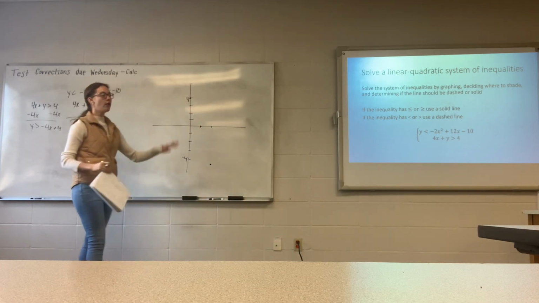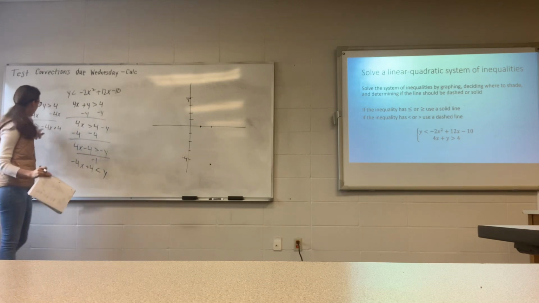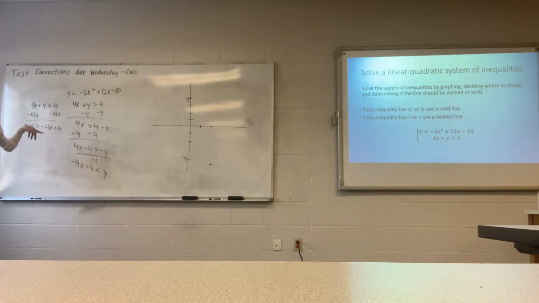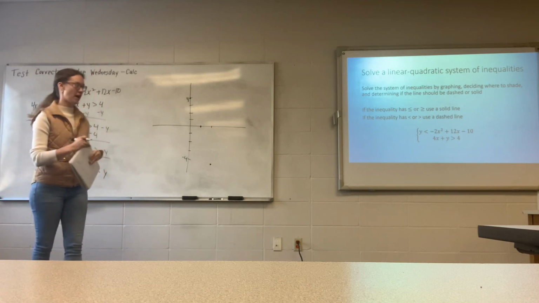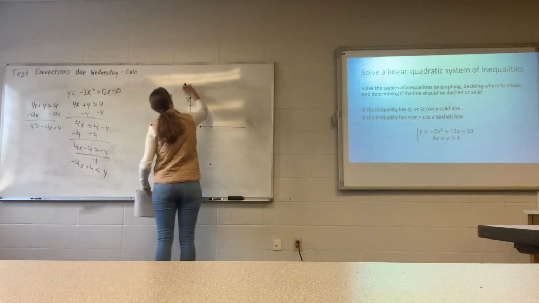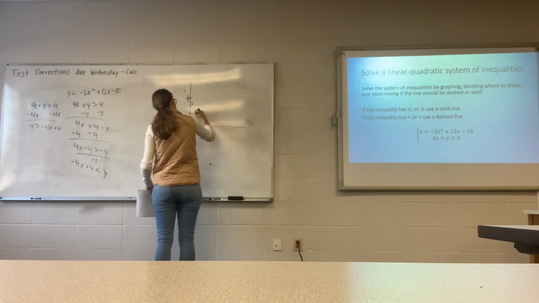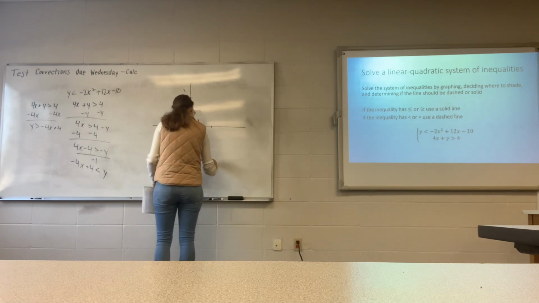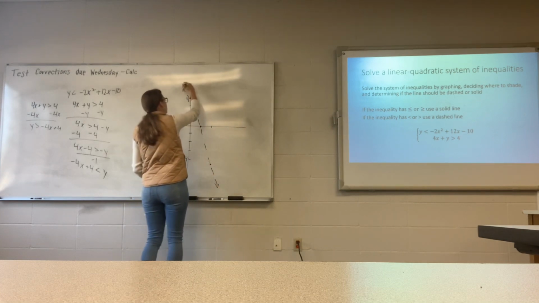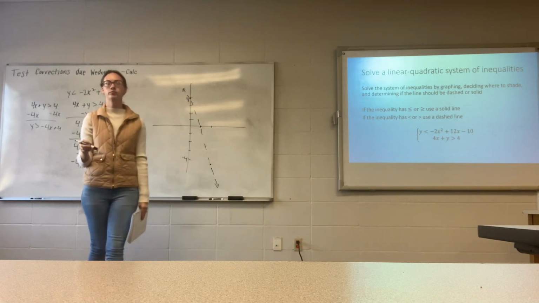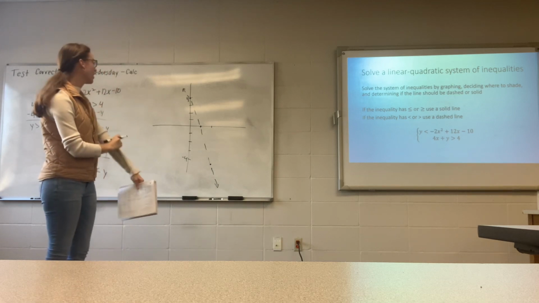But before I just draw my line, if I look, this is just greater than. So should I draw it with a solid line or a dashed line? Dashed. Yep, so I'm going to go ahead and draw this line right here. So that's my linear line. Now I need to graph my quadratic.